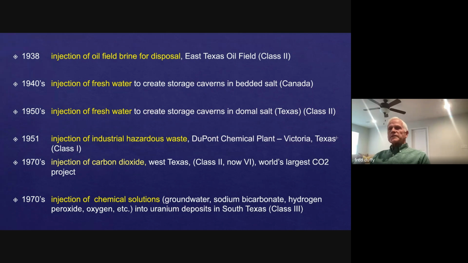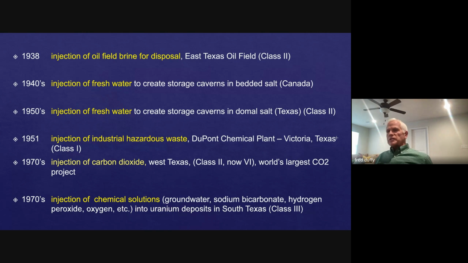Chronological order, continuing. 1938 was the injection of oil field brine for disposal in East Texas. When you do a Google search on injection wells or the history of them, usually this is the first one mentioned as the first application of injection wells, or maybe the most popular one. The 1940s was the injection of fresh water to create storage caverns in basalt in Canada, and that also extended into the Northeast United States. The 1950s was the injection of fresh water to create storage caverns in domal salt. That was performed in Texas, and that's an industry all in itself.